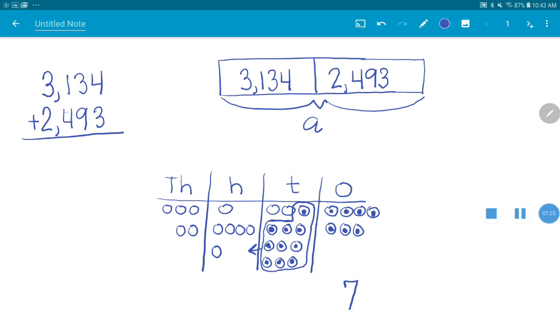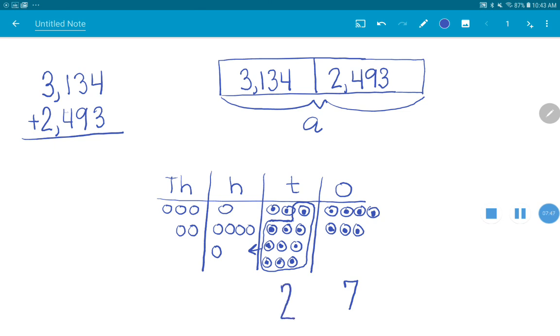Does it matter which 10 I circled? No, I just knew that I had 9 drawn at the bottom and I needed 1 more to make 10. Doesn't matter which ones you use. So I went ahead and moved it over to my hundreds. So how many tens do I have left? 2. Very good. I have 2 tens left.